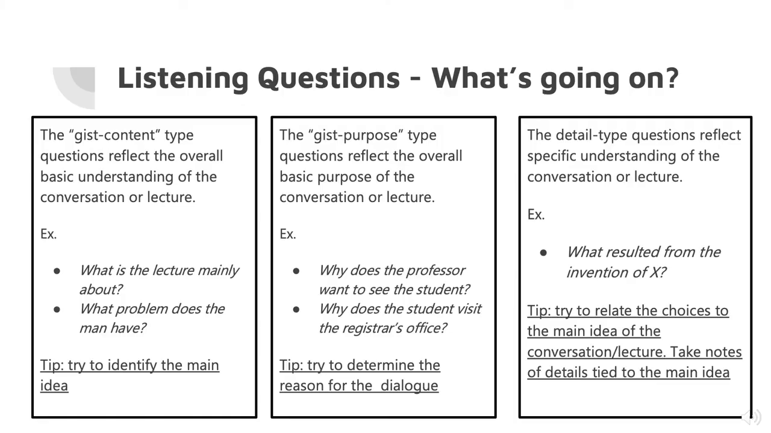For the first one, the gist content questions, basically the idea is figuring out what's going on. Gist content type questions reflect the overall basic understanding of the conversation or the lecture. Basic questions you may be asked are, what is the lecture mainly about? Or what problem does the man or woman have? An important recipe for learning tip here is to try to identify the main idea.